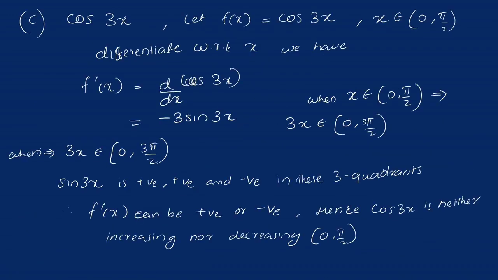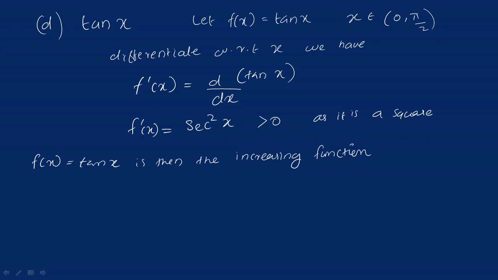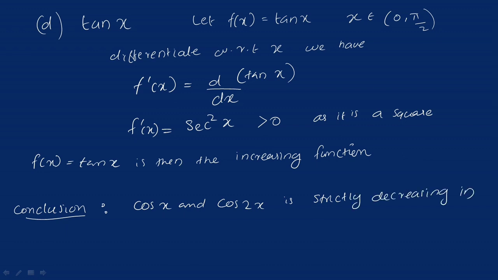So what we want to find is the decreasing functions in 0 to pi by 2. In conclusion, the decreasing functions are cos x and cos 2x, that is A and B. Cos x and cos 2x are strictly decreasing functions in the interval 0 to pi by 2.